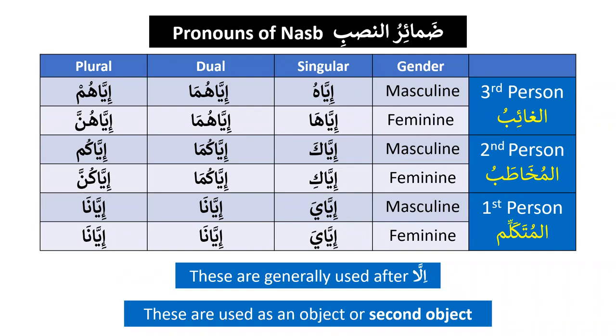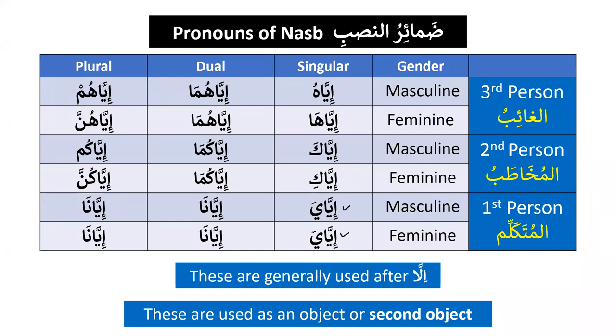So we have iyahu, iyahuma, iyahum, iyaha, iyahuma, iyahunna. And then we continue with iyaka, iyakuma, iyakum, and iyaki, iyakuma, iyakunna, iyaya, and iyana. So when it comes with the ya al-mutakallim, it comes with fatha, as we can see over here, whether it is masculine or feminine.